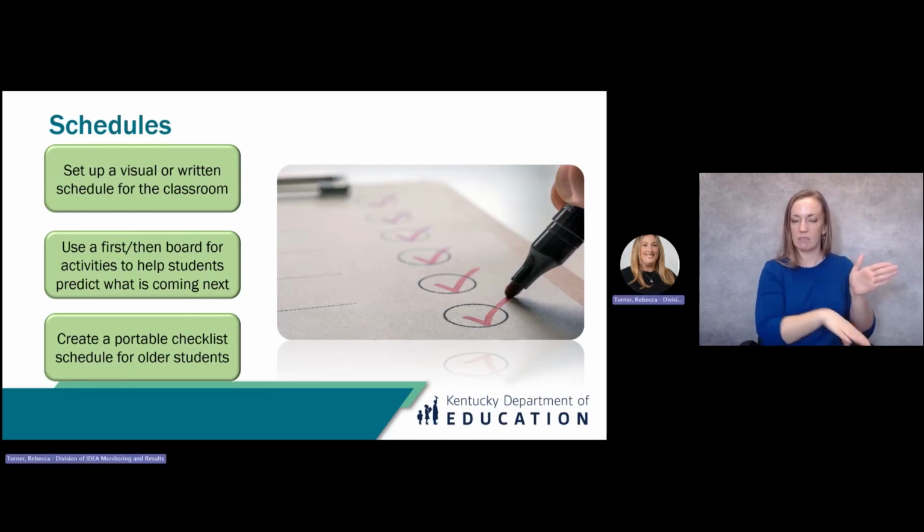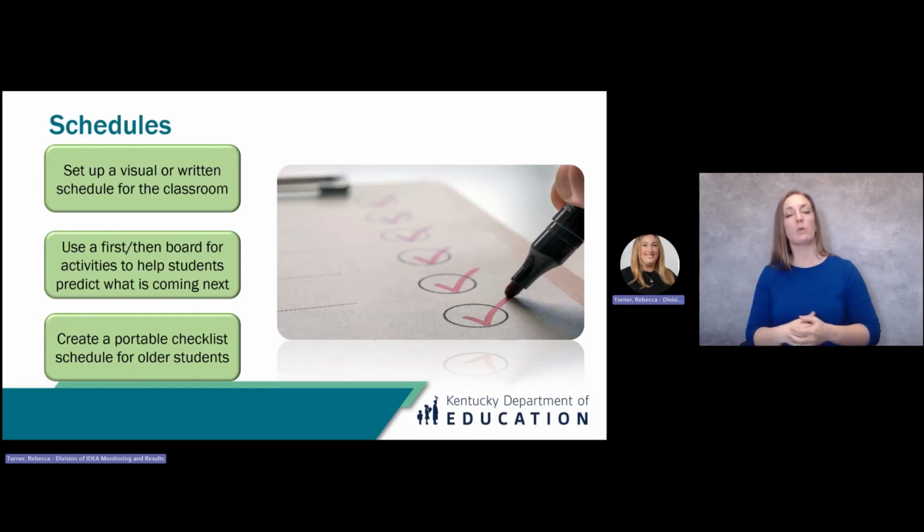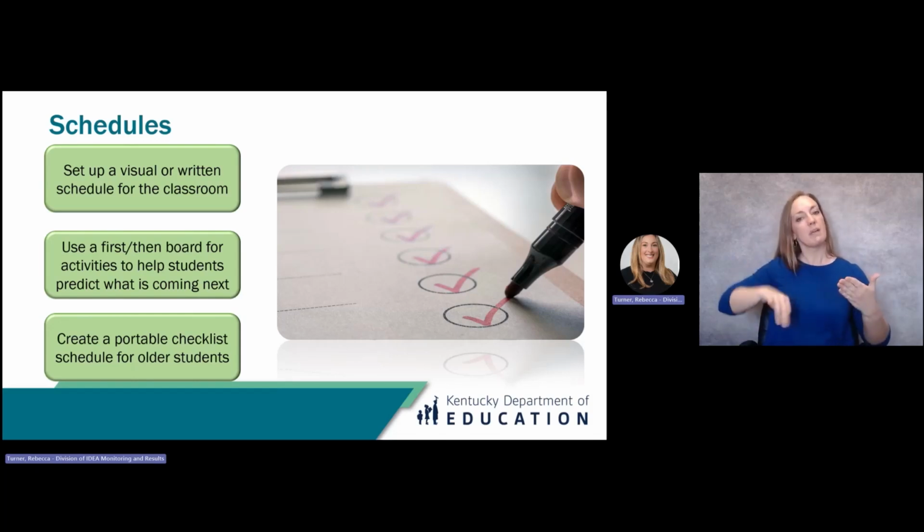A classroom-wide first-then board can be used to show all students parts of the routine more closely, such as first whole group reading, then small group reading, or highlight reinforcing parts of the schedule, such as first math work, then recess. Older students may benefit from a written checklist of the daily schedule that they can take with them throughout the day.